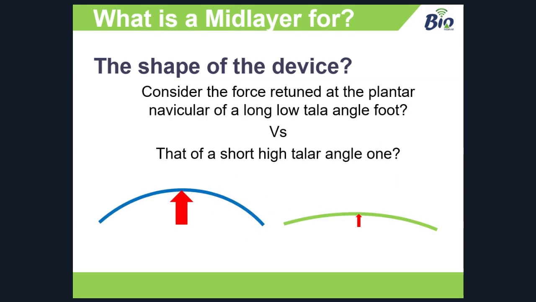Okay, now consider the force that's returned because of that shape. In a simple sense, if we have a high concave shape, a high arch foot, let's assume that it's a high cavus size 9 foot, the force that you return because of the arch is going to be a lot higher.